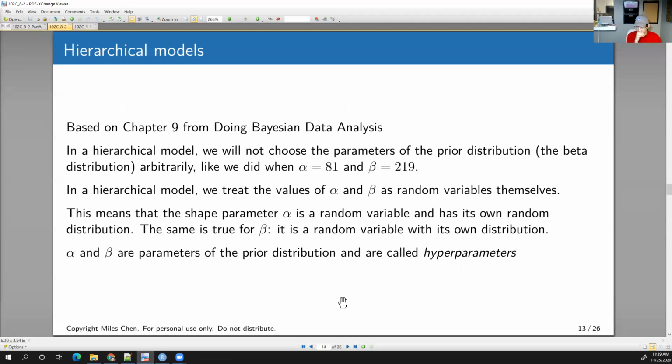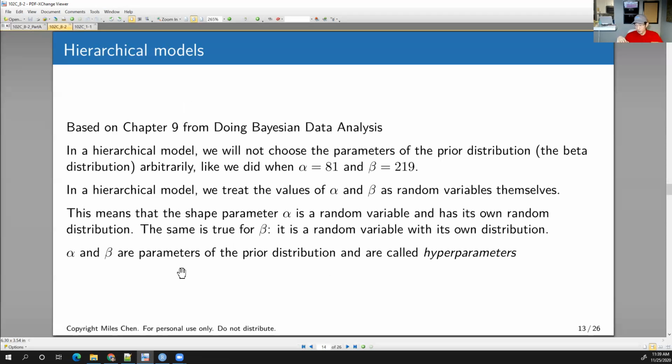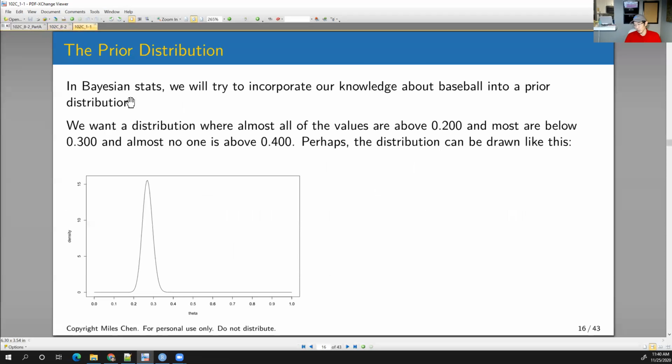So what we do in a hierarchical model, okay, is that the parameters 81 and 219 are parameters of the prior distribution. They are alpha and beta, 81 and 219, or whatever numbers we choose. They're called hyperparameters, all right? And when we set up a hierarchical model, we're not going to choose these values arbitrarily. We're not going to just say, hey, let's use 81 and let's use 219 because it gives me this distribution that we like.